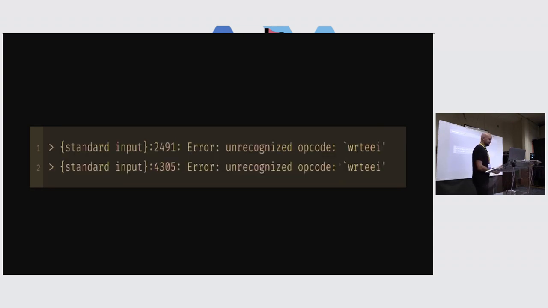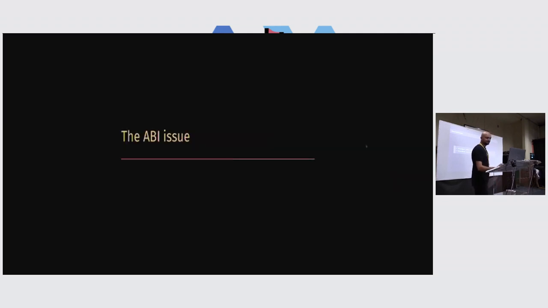And for the kernel, which is kind of important, we have some even weirder output saying that there is assembly code that is not recognized. So I was pretty surprised to see that.